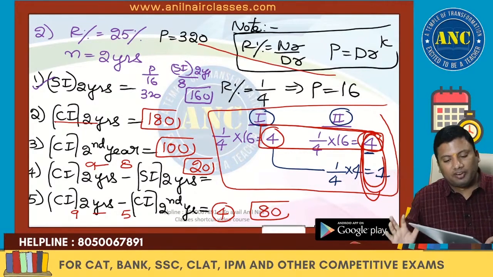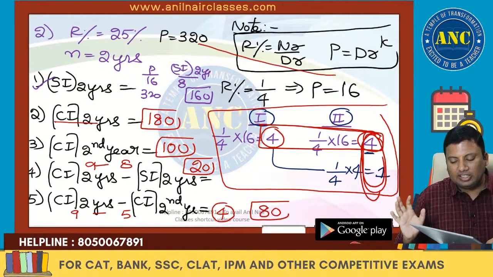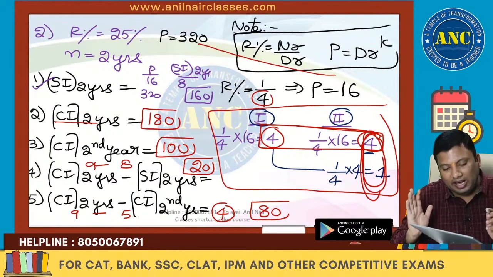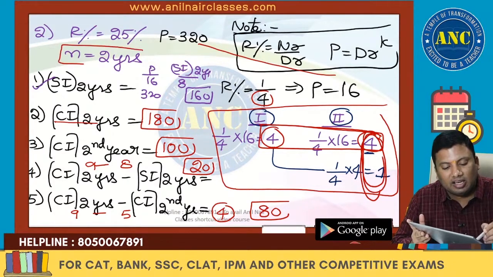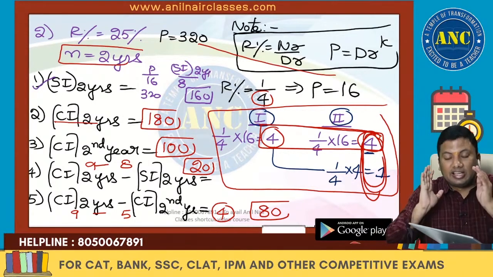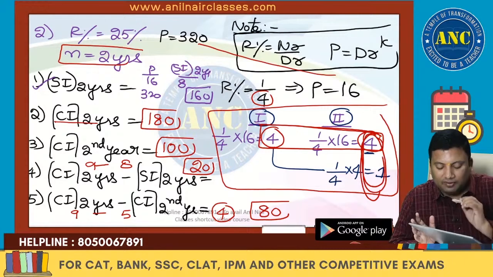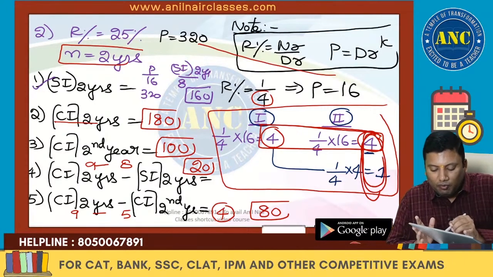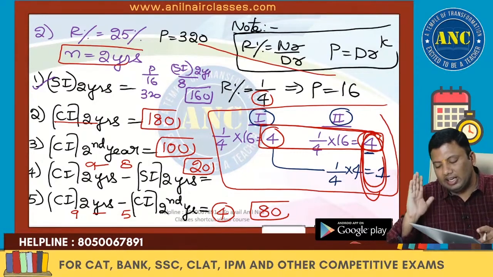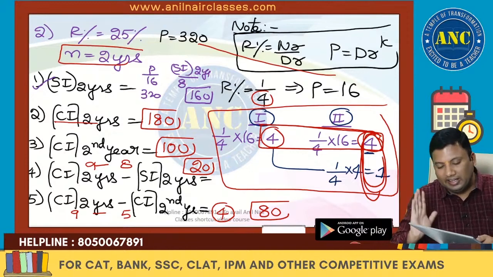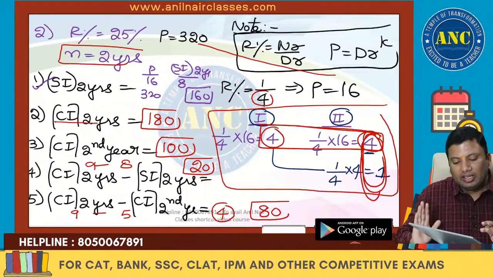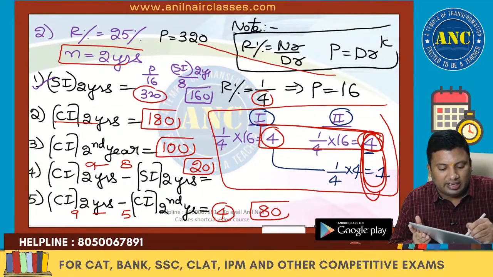Again, I am explaining it for the second time. 25% is 1 by 4. Principal is the denominator power k. K is the time period. N is given as 2 years. 4 square is 16. So if P is 16, SI for the first year is 1/4 of 16, and SI for the second year is 1/4 of 16. For the first year SI is 4, for the second year SI is 4. 4 plus 4 is 8. 16 is becoming 320, so 20 times 8 is 160.